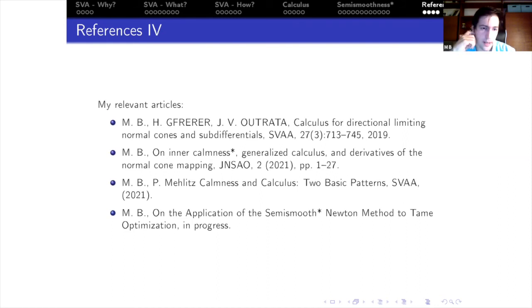We did some calculus for the directional limiting normal cones, and then this inner Kalman star, as I mentioned, was defined here first. Then using also this notion, we further developed calculus, or we put it into a bigger picture, let's say. And then the last one is about the semi-smoothness, which I'm still working on.